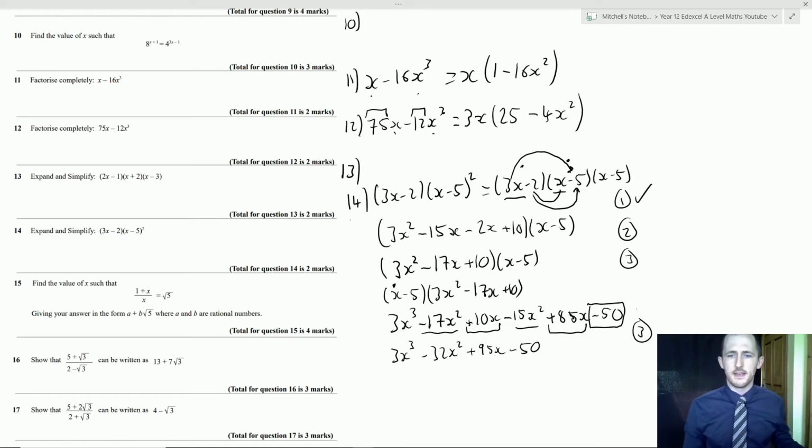And that is it. So again, you might think that this is a lot of work for just 2 marks. And to be honest, I'd agree with you. Sometimes these are worth 3 marks if you're lucky, but sometimes they're worth 2. It just depends on the examiner and how hard they think the expansion actually is.